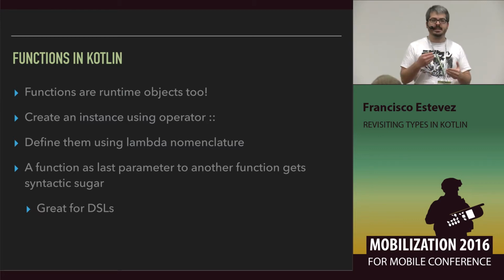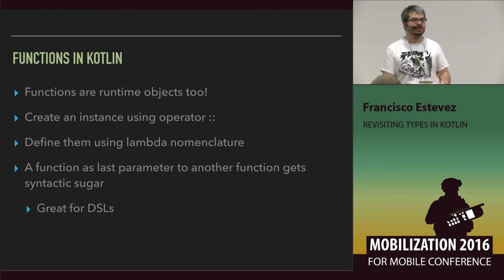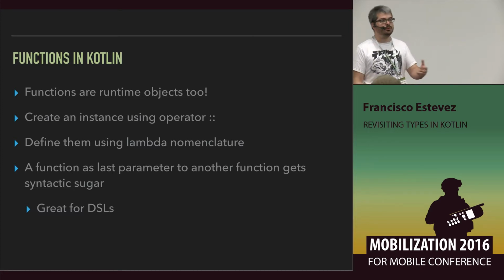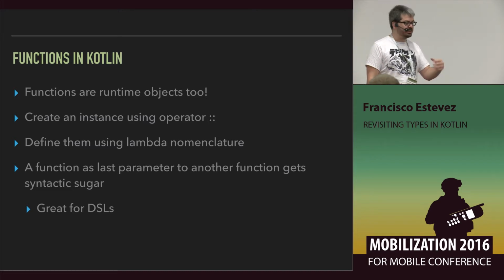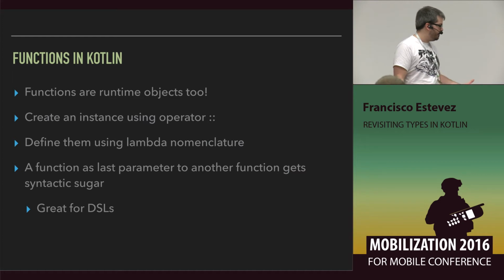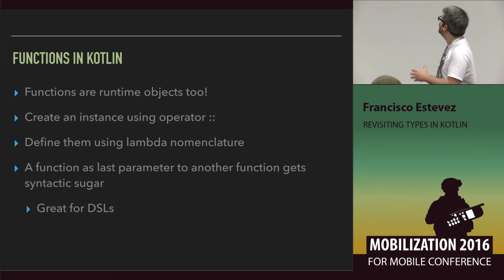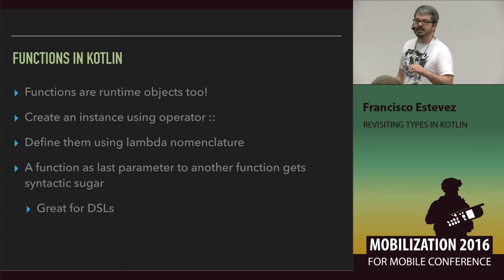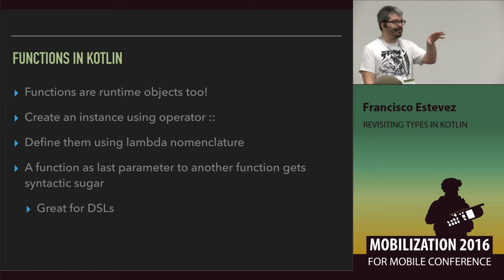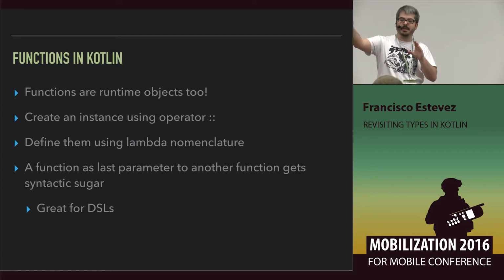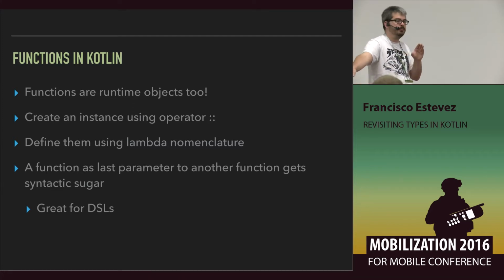So basically, let's say you have your class, I don't know, user manager, and user manager has a get, and you want to use that get somewhere else as a parameter. You use the colon to create an instance. You can define them using lambda nomenclature, and we'll go through examples of this. Basically, what you say is, these are the parameters that I'm receiving, this is the type of the parameters, and this is the expected type of the response.